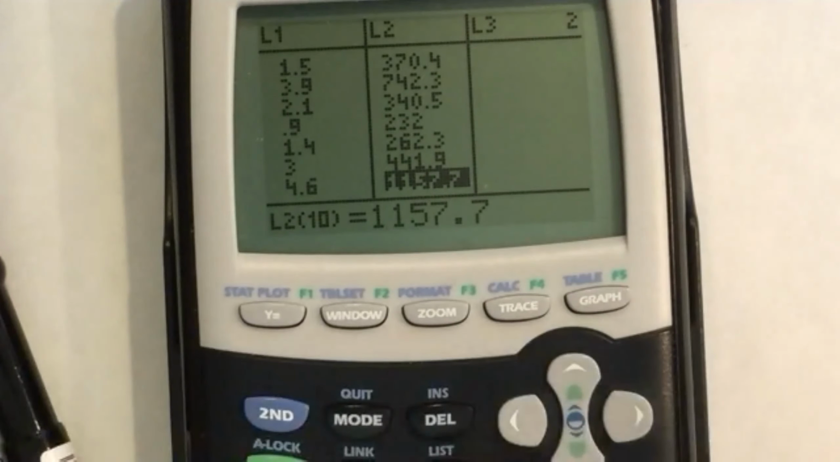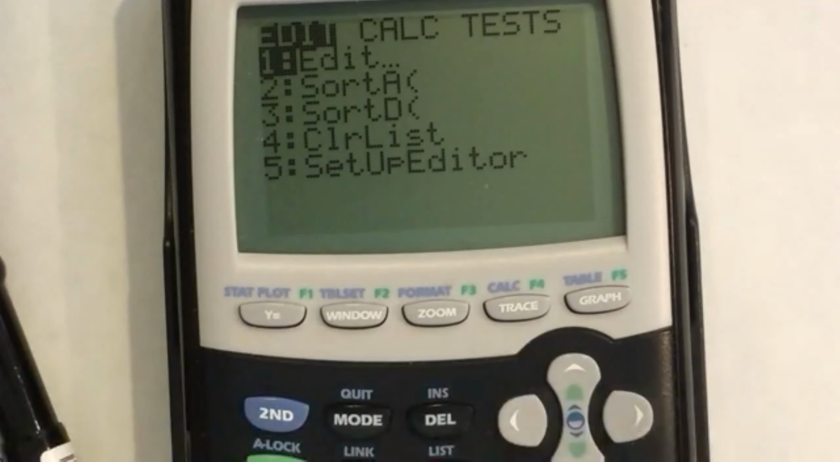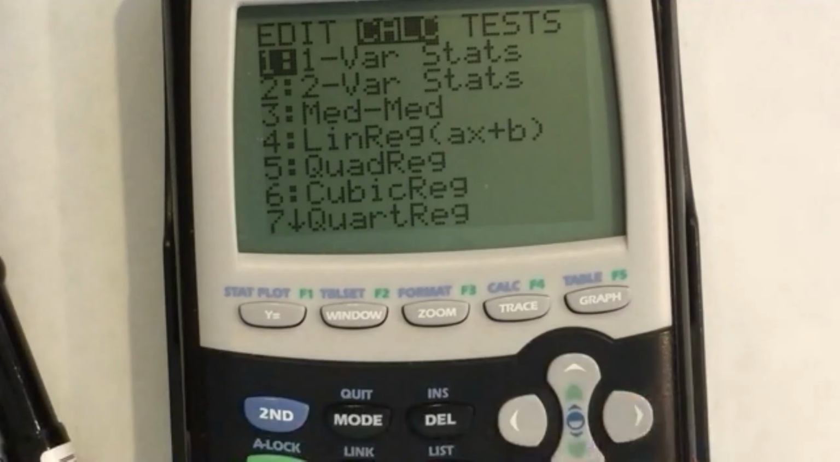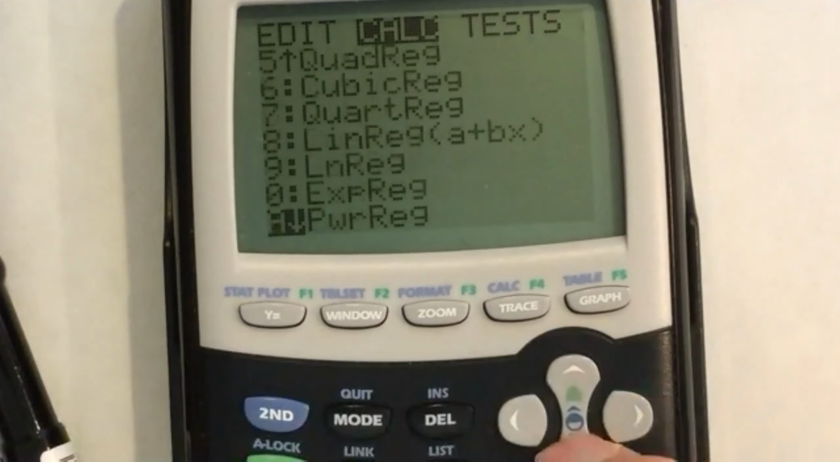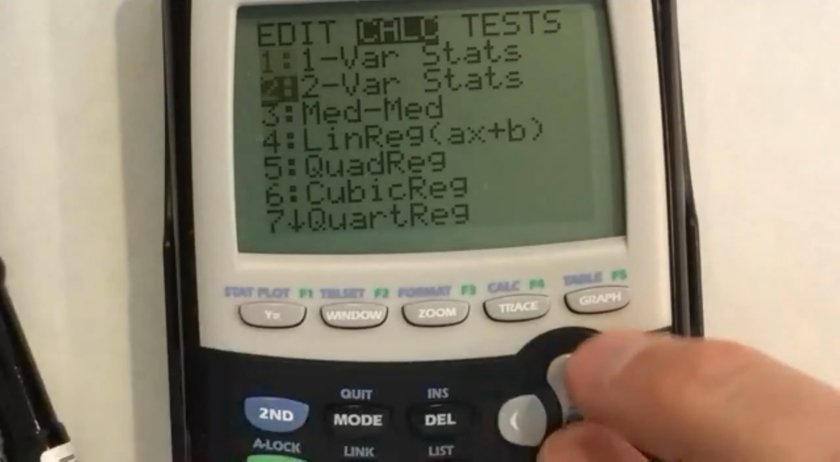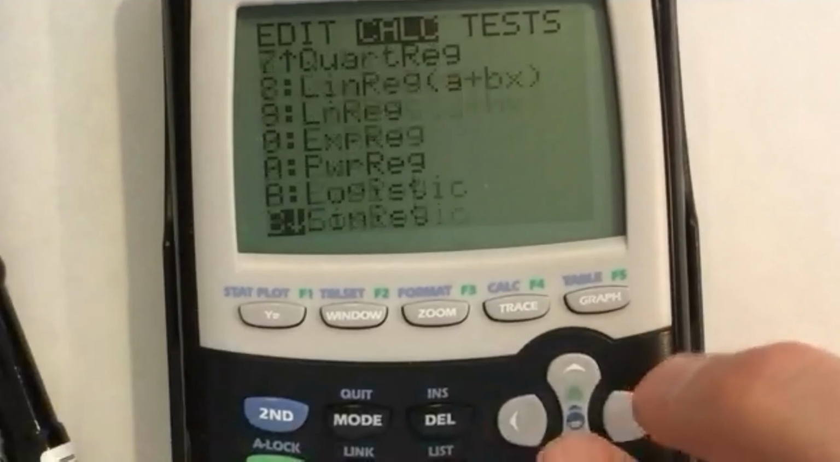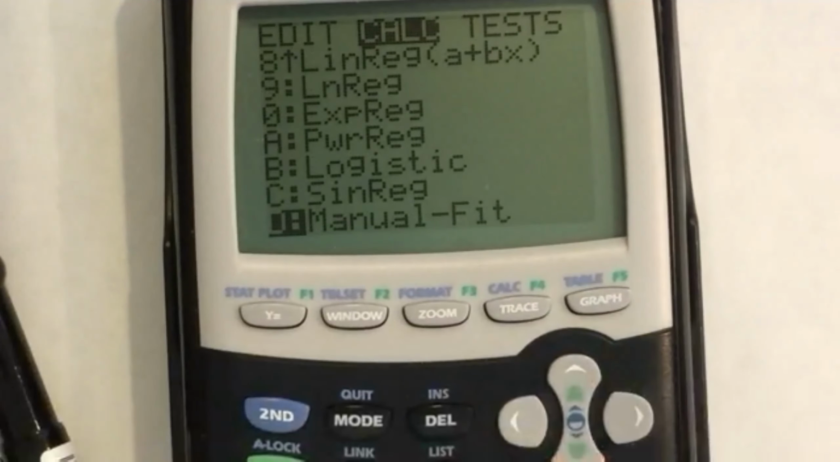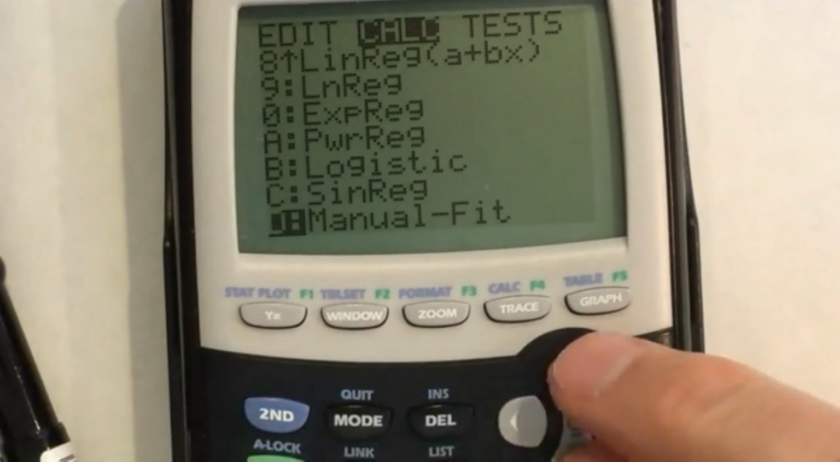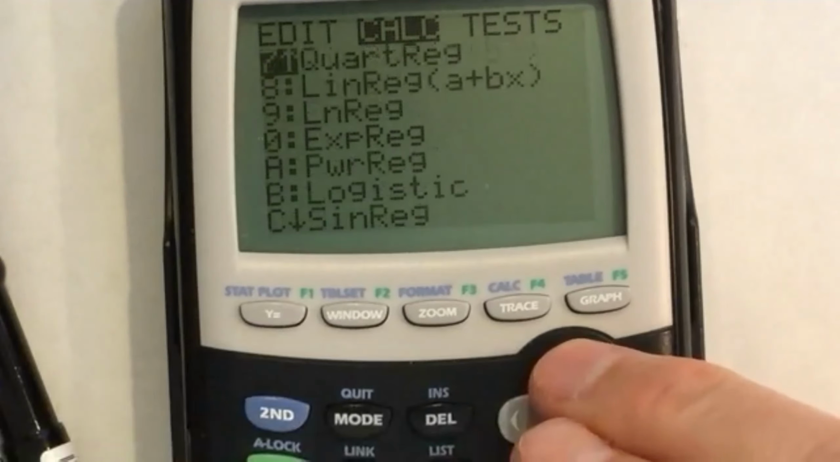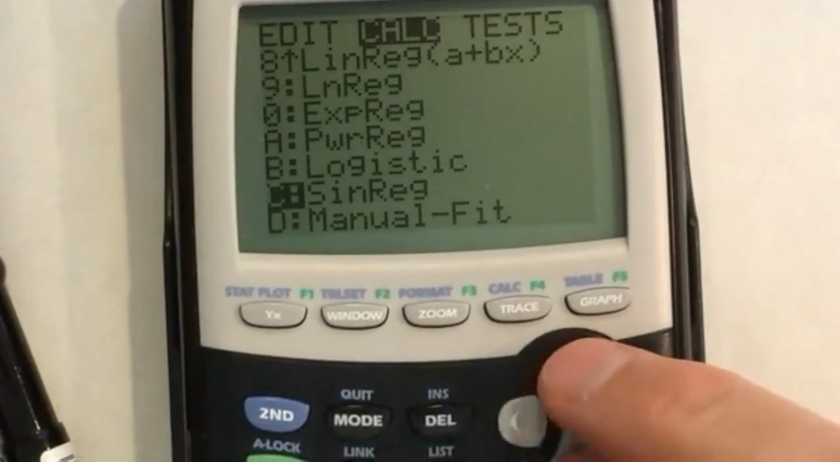So you'd say stat, and under the stat menu now you've edited, so you've already put them all in. So go over to calculate, and you'll notice that you can calculate 1 variable stats, 2 variable stats, and a bunch of regression lines. Linear regressions, quadratic, cubics, quartics, sinusoidal, exponential, logistic, a bunch of different things that we can do. We can even at the very bottom do a manual fit, meaning we can just estimate where the line goes ourselves. So we're going to explore all of these regressions today, and in particular linear regression.